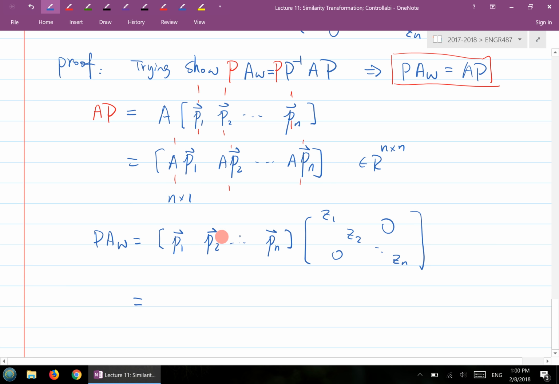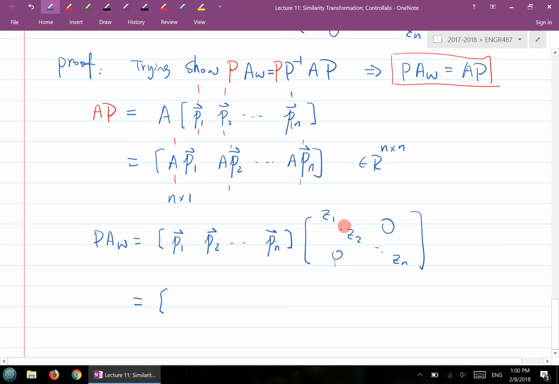So each row times the column here, right? Each row times each column. So you get P1, this whole row right here times this, and this row here times another one here. Okay, that makes sense, right?